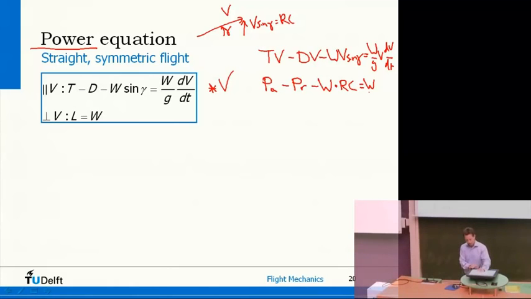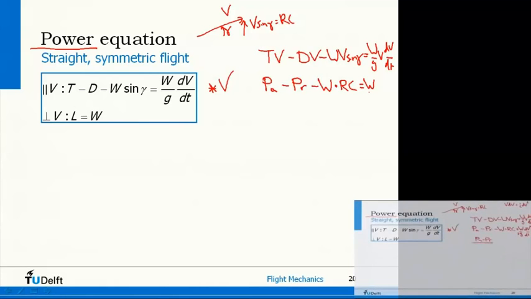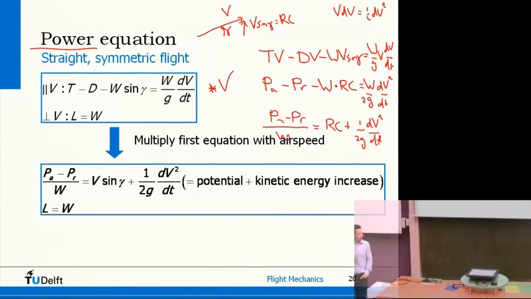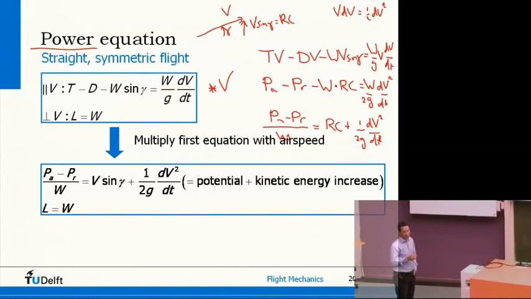So if you take this, you can also say, well, power available minus power required, and I'm dividing by weight now, is rate of climb plus 1 over 2g dv squared dt. So this is what I just said. And what I'm trying to show you here is that on the left-hand side you see power available minus power required. This means it's the energy you have in excess. So excess power is equal to a rate of climb plus an acceleration term.